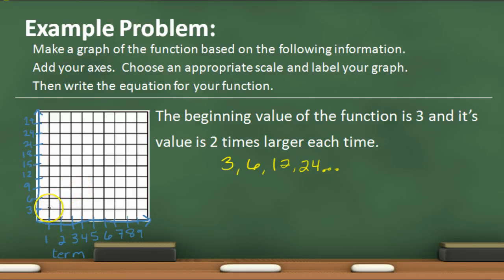Okay, so the first term was 3, or maybe we should say the 0th term. We'll call this 0, 1, 2, 3. So the initial term, the beginning value is 3. It's right there. So then we go to 6, and then we go to 12, and then we go to 24. And that gives me a nice curve to show that doubling.